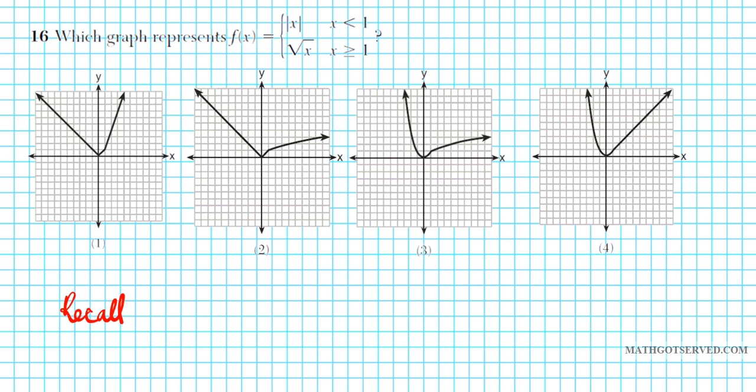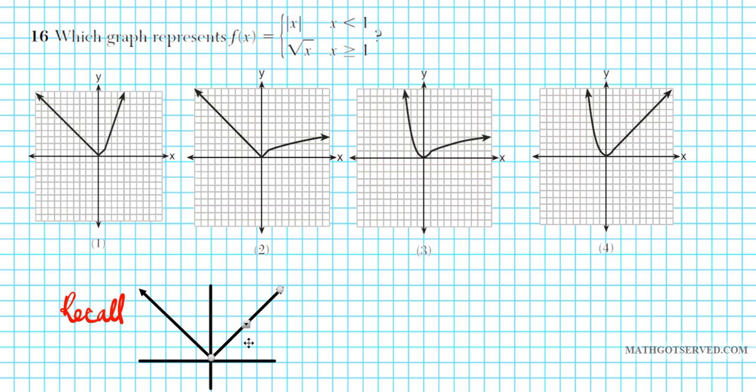Now, the absolute value function, it looks like a v. Okay, so you have an absolute value function. It looks something like this. You have y equals x to the right and y equals negative x to the left. All right, so you have a v function like that for the absolute value function.